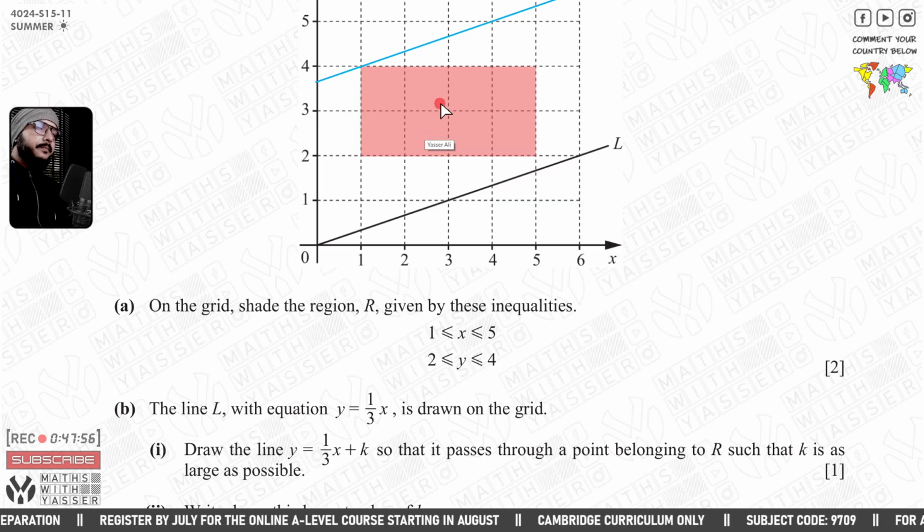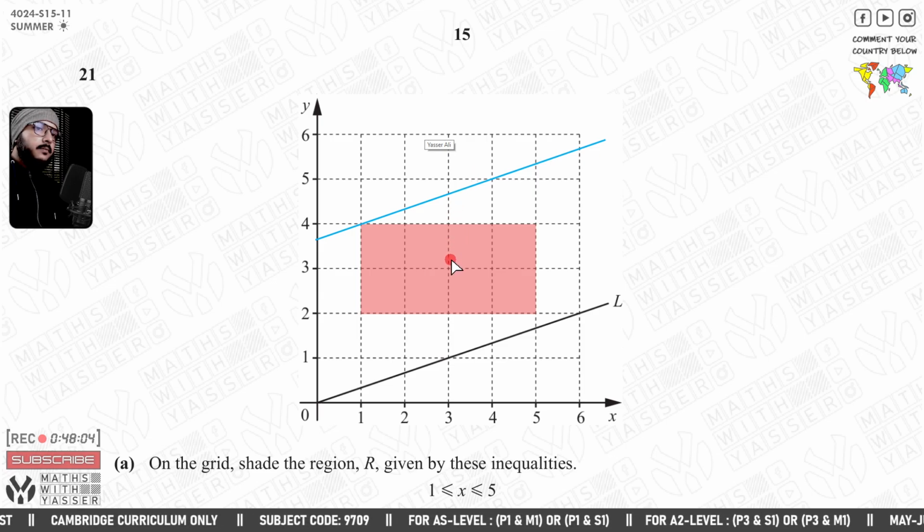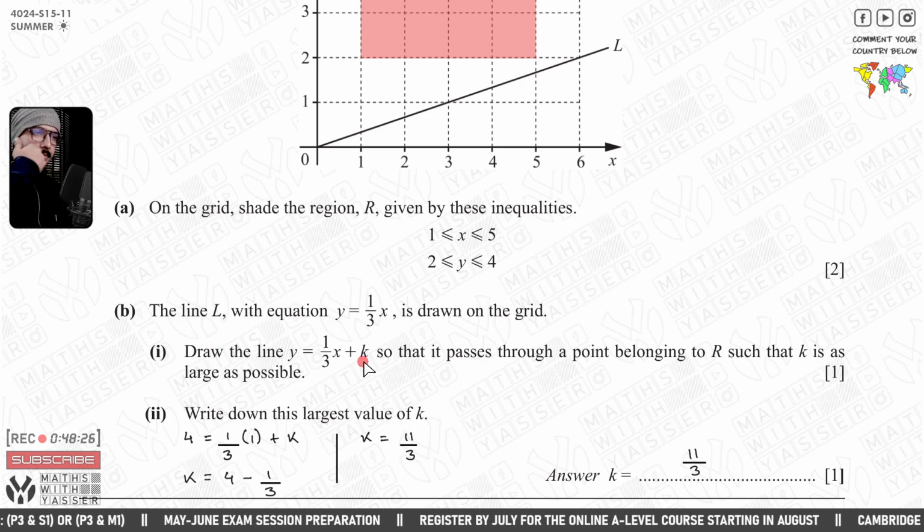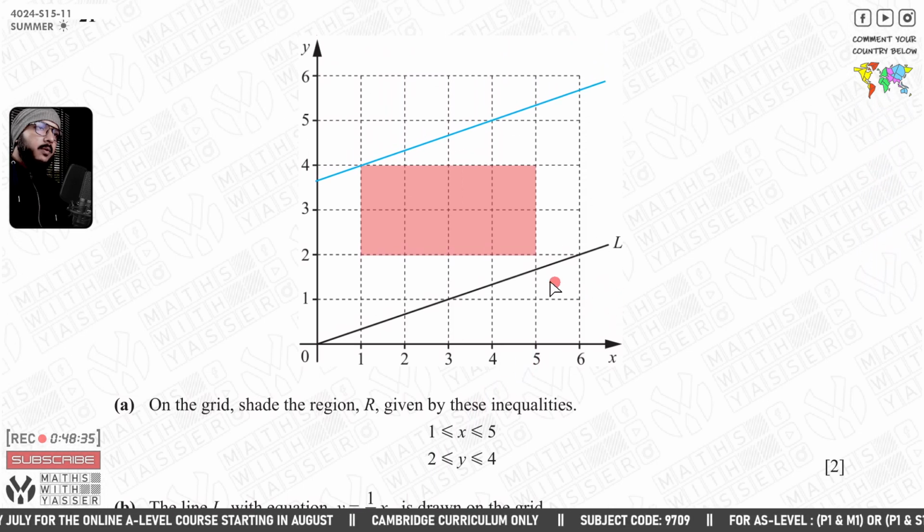This is the R region. So if we shift this line vertically upwards, we can position it over here because k needs to be as large as possible, and k is the y-intercept, because this equation is in the form of y equals mx plus c. That means this is the y-intercept. So the largest possible value of k needs to be this, because this point of R, which is 1 and 4, is the largest value. Actually, this is the coordinate where this line can cut through for the maximum value of k.